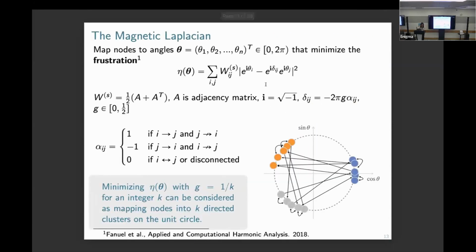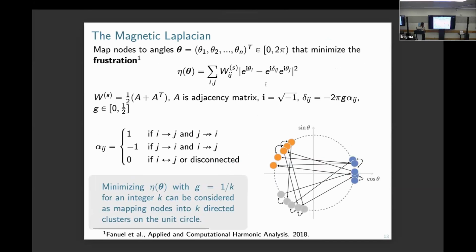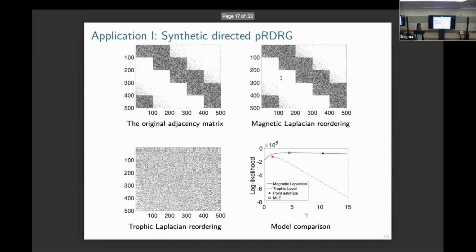Okay, so the question is how to learn the parameters in the magnetic Laplacian. The parameter here we have is mostly g, the distance between the clusters. And usually we're interested in an integer number of clusters. So we consider 1, 2, 3, up to 6 clusters, because that's usually what people are interested in. I didn't show the graph here, but we did the grid search for different numbers of Ks.